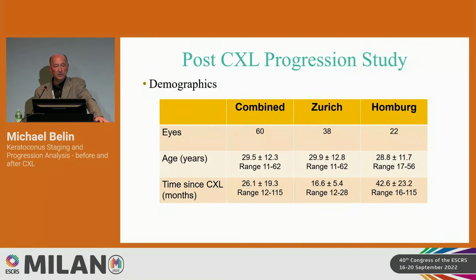The average age was very similar between the two. The combined was 29.5. It was roughly 29.9 in Zurich and 28.8, so very similar, in Hamburg. However, if you look at the time since cross-linking, the Zurich averaged 16.6 months and ranged anywhere from 12 months, which was our minimum, out to 28. But if you look at the Hamburg, the average was almost 4 years, 42.6 months, and ranged from 16 months to almost 10 years. And we will show you why that was important.